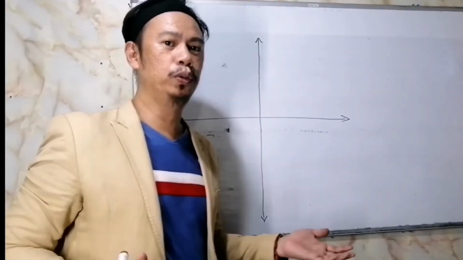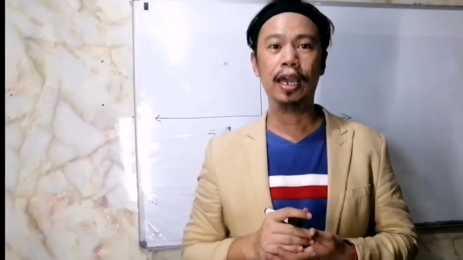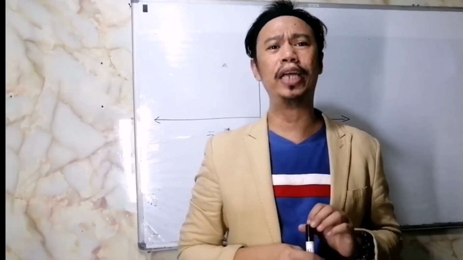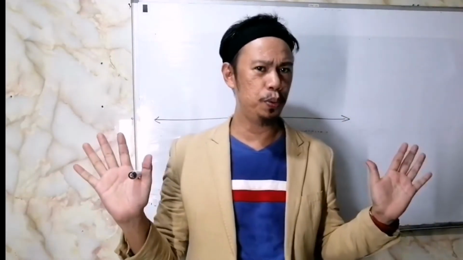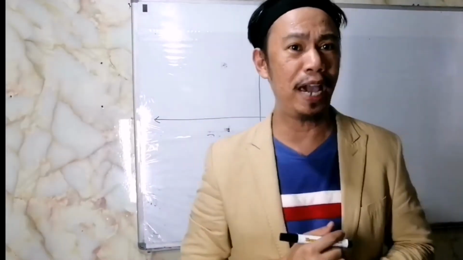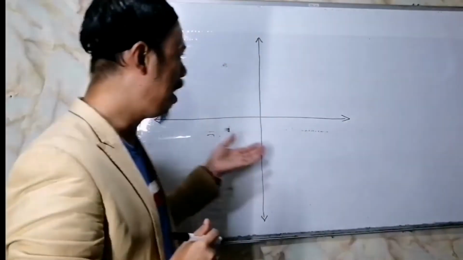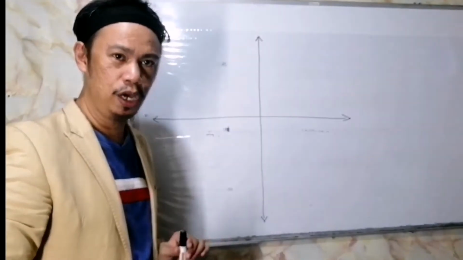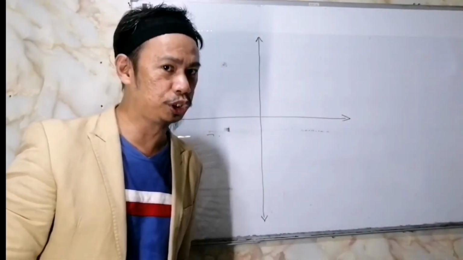Before we go on to the vector addition of two vectors or more, let's start first with identifying the direction. Because I know that some of the students are not that familiar in finding the direction. To start with, we have here the Cartesian plane. We have to be very careful in identifying the direction.